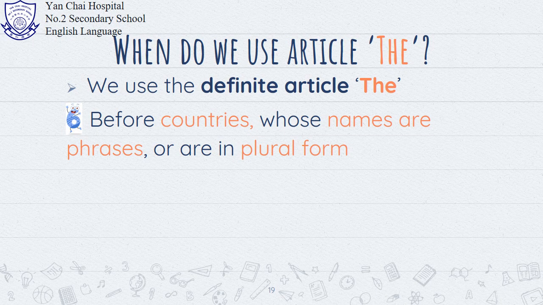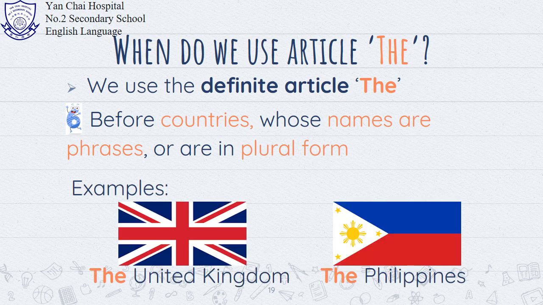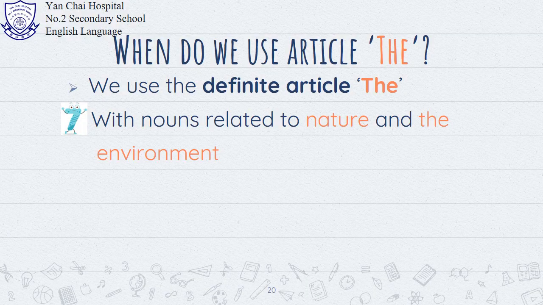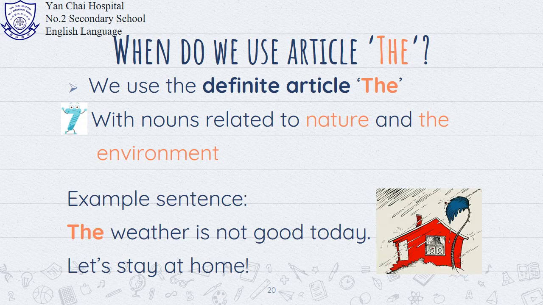We use the before countries whose names are phrases or are in plural form. Examples: the United Kingdom, the Philippines. We use the with nouns related to nature and the environment. Example sentence: the weather is not good today. Let's stay at home.